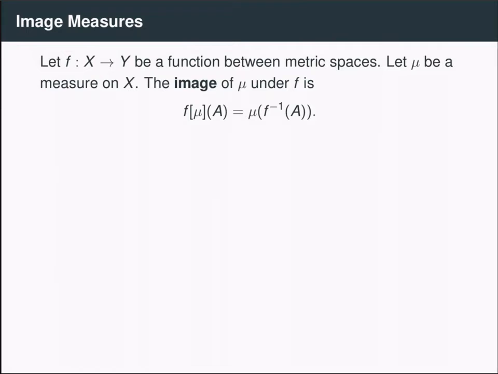Another way we'll often generate Radon measures is by pushing one measure onto another space using a function. So given a function f between two metric spaces X and Y, and a measure mu on X, we define the push forward, or image measure of mu, denoted f_#mu, to be a measure. We define it by setting the measure of a set A in Y equal to the measure of its pre-image under f. So it's not hard to show that this defines a measure. With some more work, one can show that if f is a Borel function, meaning the pre-image of any Borel set is also Borel, and that mu is a Borel measure, then the push forward of mu under f is also Borel.